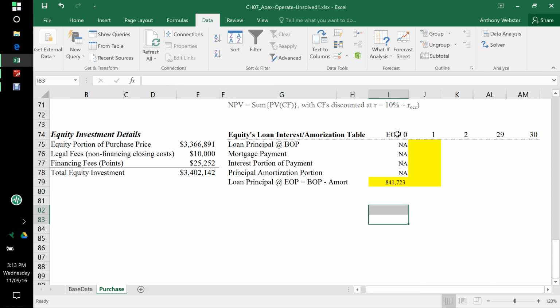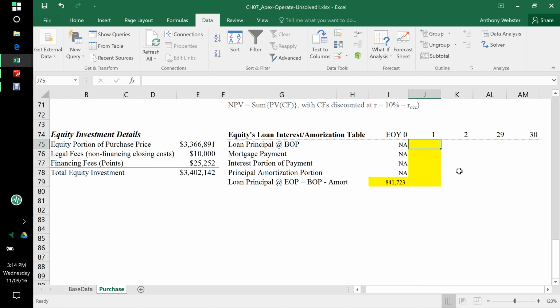Okay, so at EOY 0, beginning of period, we don't go back to end of year -1. So that's NA, so this is all NA. Everything is NA at end of year 0 until loan principal at end of period. So the loan principal at the end of the period is 841,723. That's the principal that remains to be repaid. So now I want to roll out this table for all 30 years.